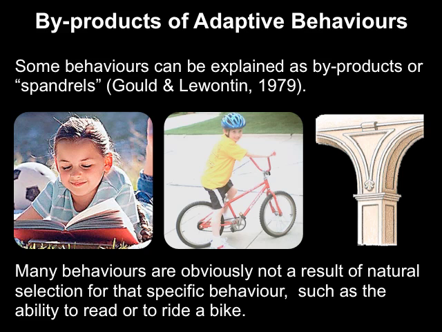Or say, riding a bicycle. Most people can do it. Doesn't mean it's an adaptation, that we had natural selection in the past that favored people who could ride bicycles and didn't favor people who couldn't ride bicycles, but that this is a byproduct of something else that we've had natural selection for.